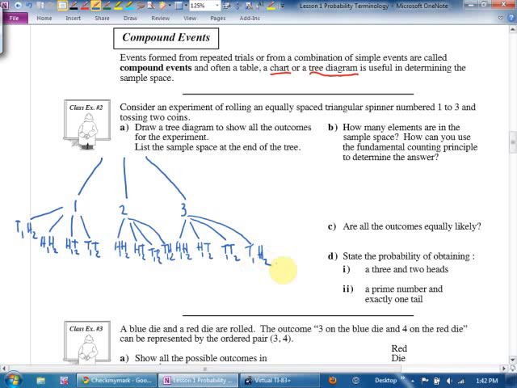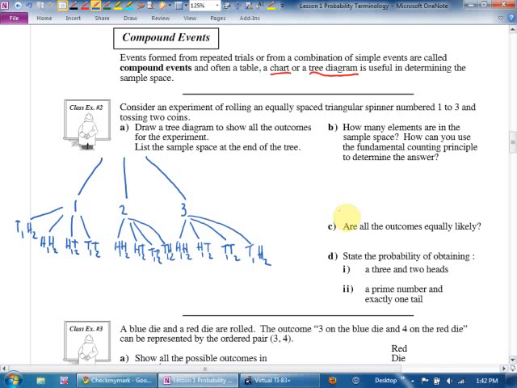Now, why is that so handy? It says list the sample space at the end of the tree. I don't want to list them all. Instead, I can show them to you. One sample space is one tails heads. Another one is one heads heads. Another outcome is one heads tails. Another outcome is one tails tails. You can walk down any branch, and if you walk down every single branch systematically, you'll have listed the sample space, but they're contained in the tree. I like that better because it's way less writing.